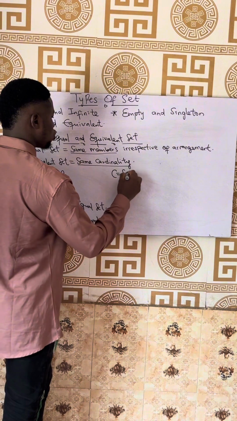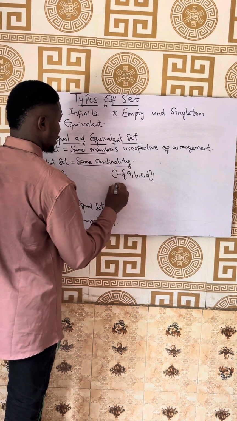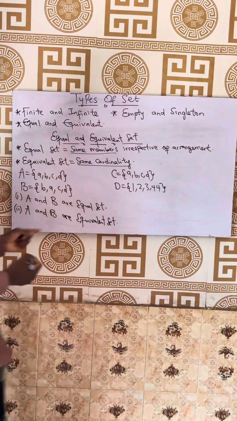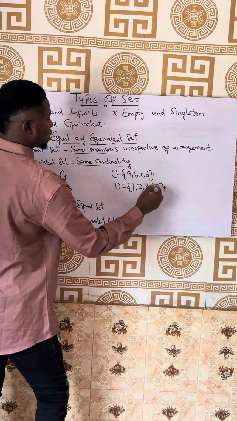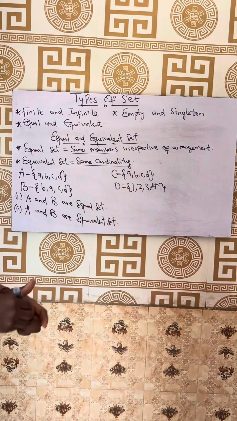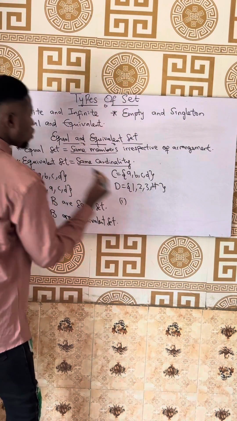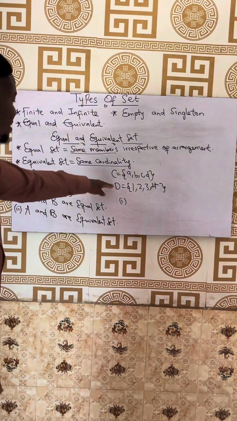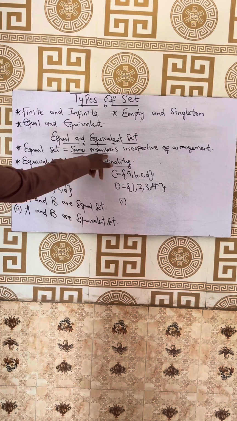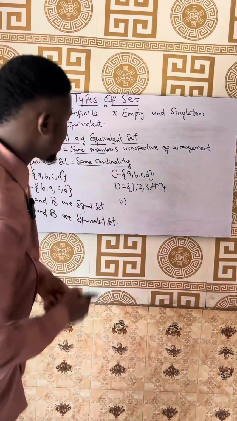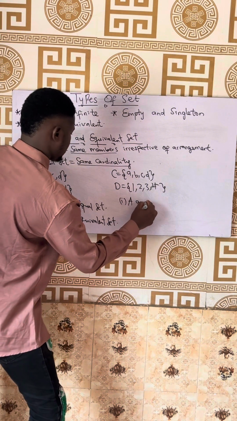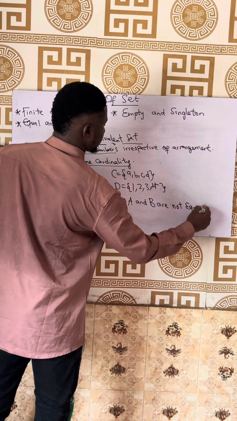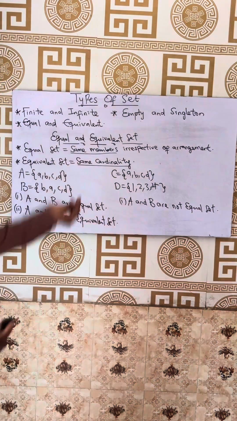Set C equals {A, B, C, D}, and set D equals {1, 2, 3, 4}. So guys, if you check set C and set D together, we are going to say that all the members in set C are not the same as the members in set D. So this simply means that they don't have the same members. Since they do not have the same members, this simply means that set C and D are not equal sets.